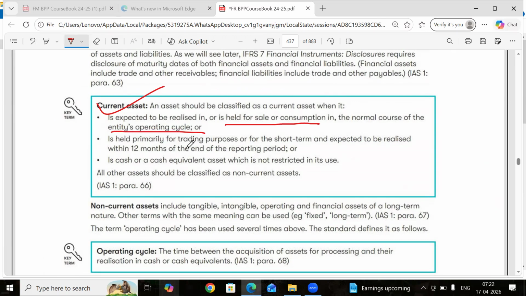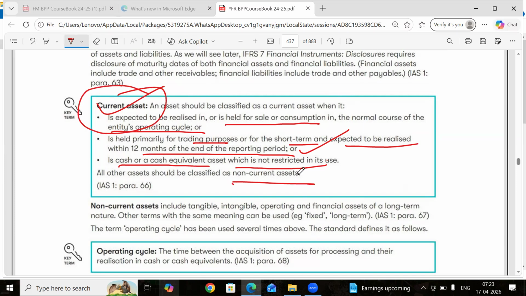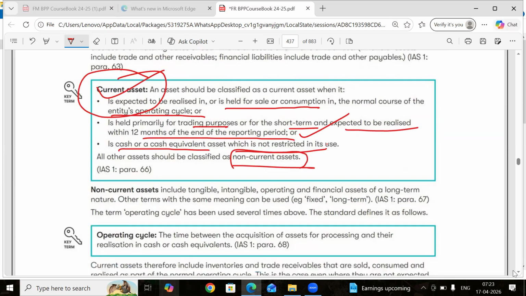It is held primarily for trading purposes, like inventory, etc., for the short term and expected to be realized within 12 months of the end of the reporting period. Or it is cash or a cash equivalent asset which is not restricted in its use. All other assets should be classified as non-current. If the asset is not a current asset, then it is a non-current asset. So basically, I've given you all the detailing about this.